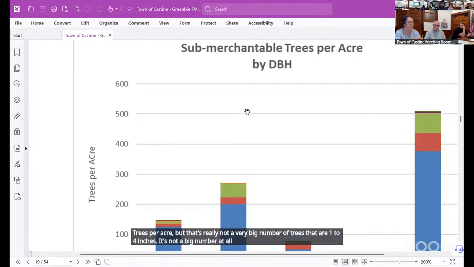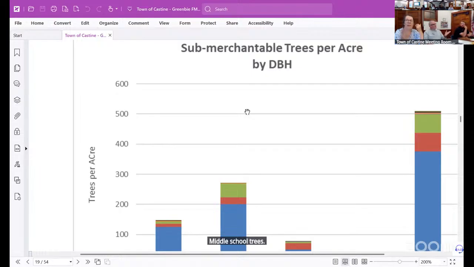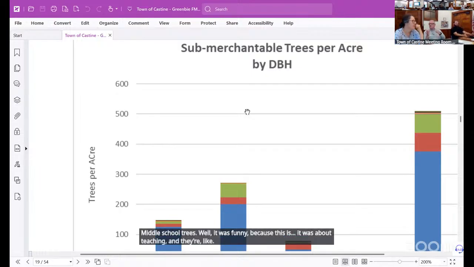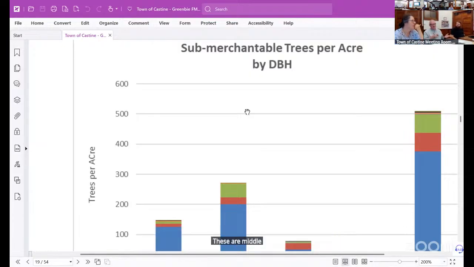So you're talking tiny saplings. I was at a class yesterday, and I learned that we're going to call these middle school trees. It was funny because it was about teaching. The first draft we looked at are the adults. These are middle school. In a few minutes, we're talking about babies. I'm like, well, that makes a lot of sense.